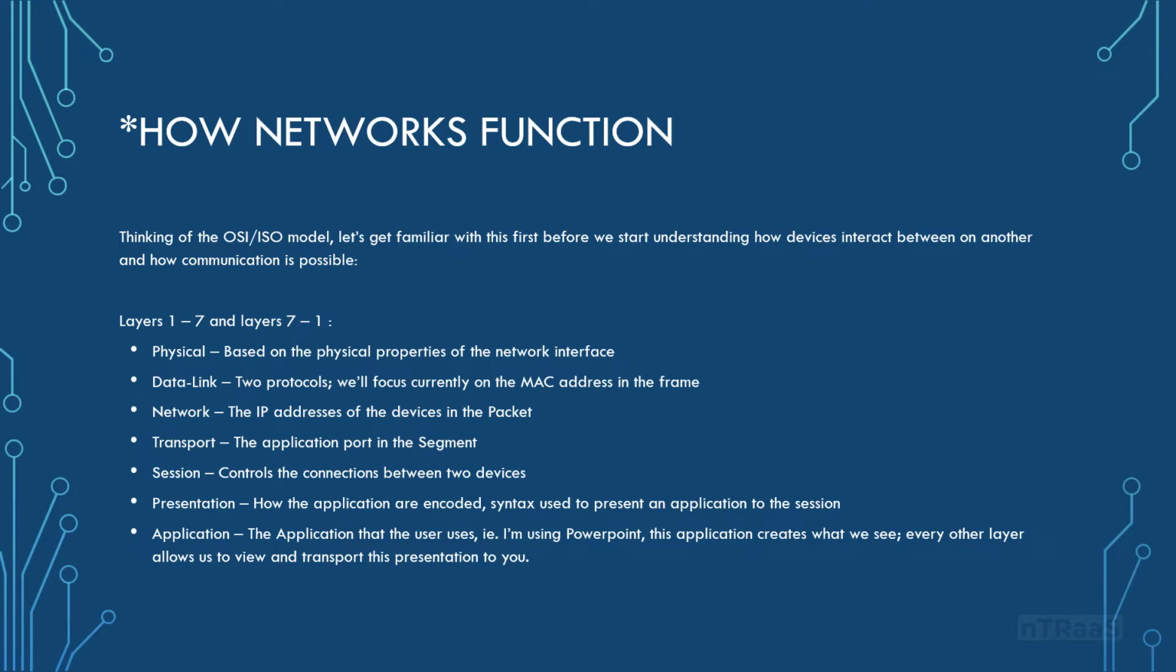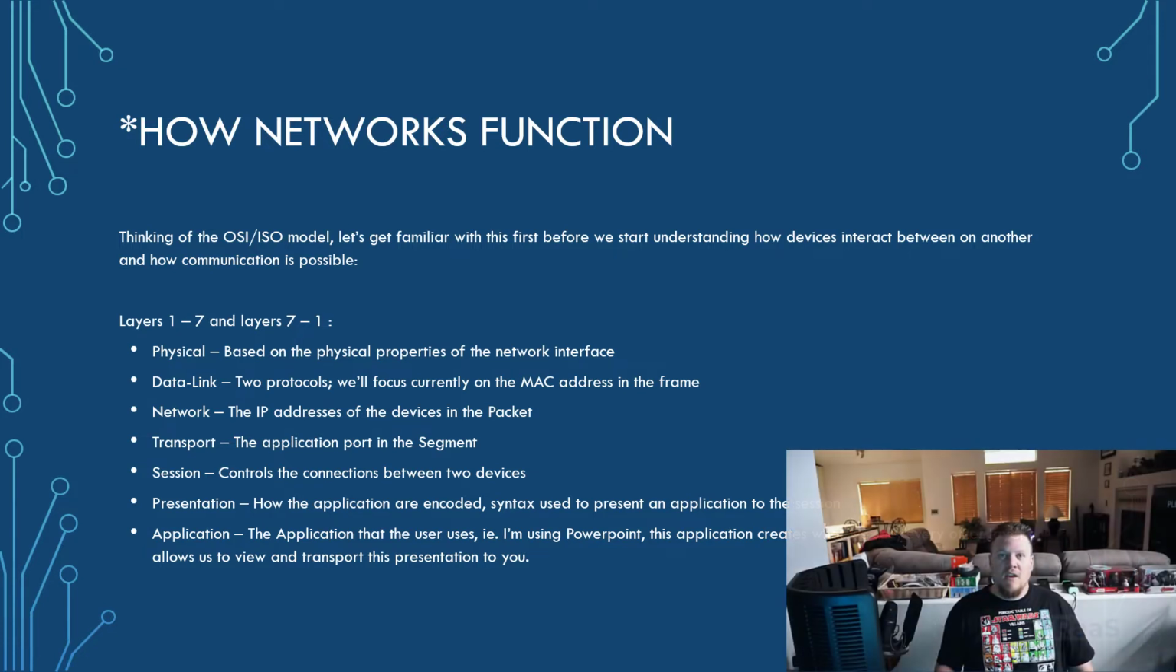Physical, of course, is based on the physical properties of the network interfaces. So once again, if you look at your phone, well, it doesn't actually plug into the network, right? Physically, there's a little chip on this phone that connects to an antenna. And that antenna would connect either to the cellular network or to your Wi-Fi. That would be the physical connection to the network.